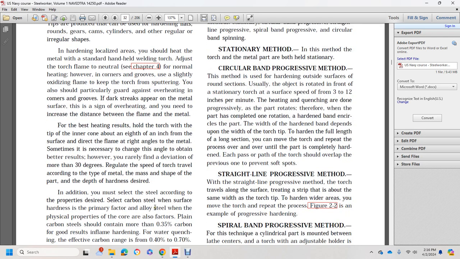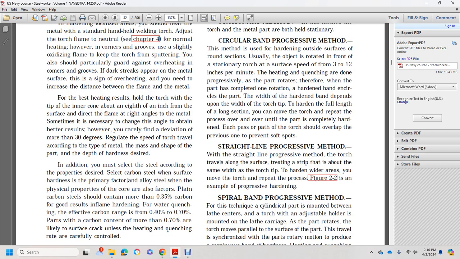For best results, hold the torch with the tip of the inner cone about an eighth of an inch from the surface, directing the flame at a right angle to the metal. Sometimes a change in the angle will obtain a better result. However, you will rarely find a deviation of more than 30 degrees necessary. Regulate the speed of the torch travel according to the type of metal, mass and shape of the part, and depth of hardness desired.